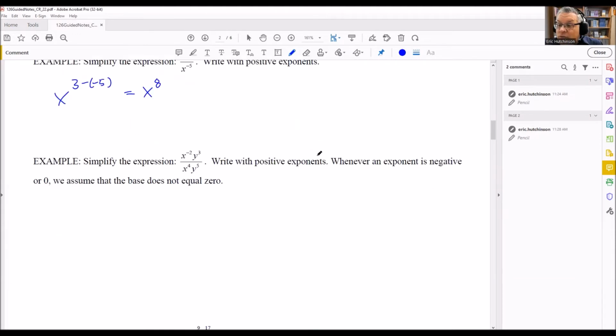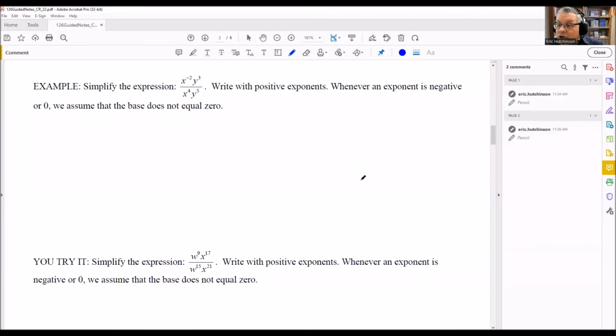Now, if you have two variables like this problem here, you're going to do exactly the same thing. We just do that for each variable individually. Okay, so first we've got x to the negative 2 minus 4. And then we have y to the 3 minus 5. And then we're going to simplify each of these. Okay, so this part gives us x to the negative 6. And we have y to negative 2.